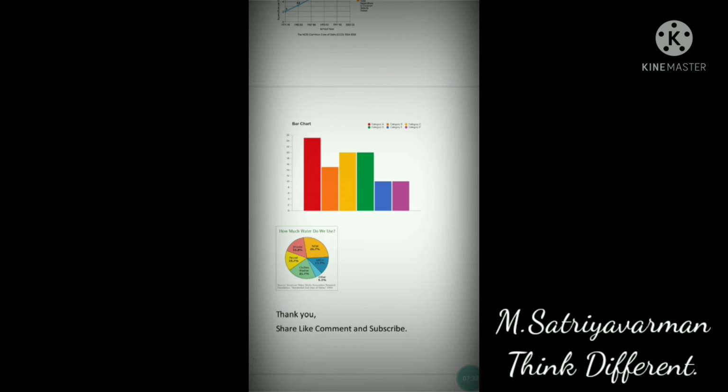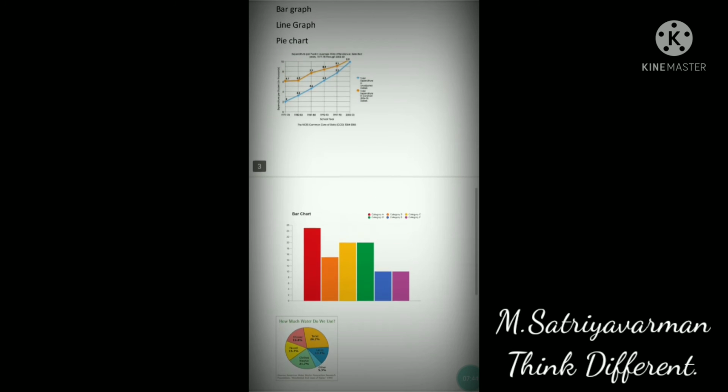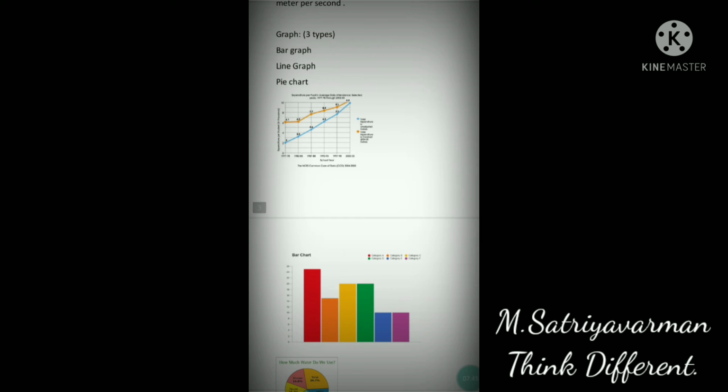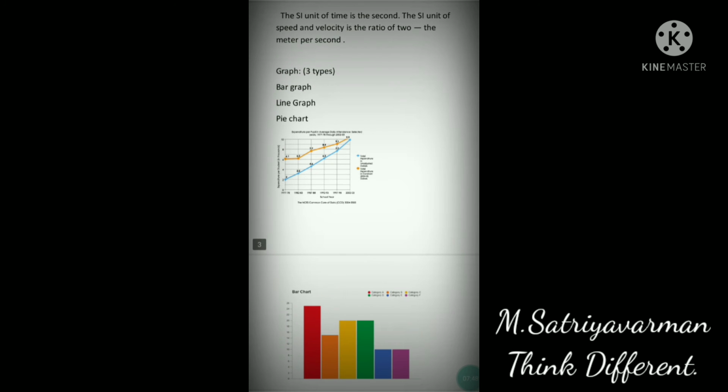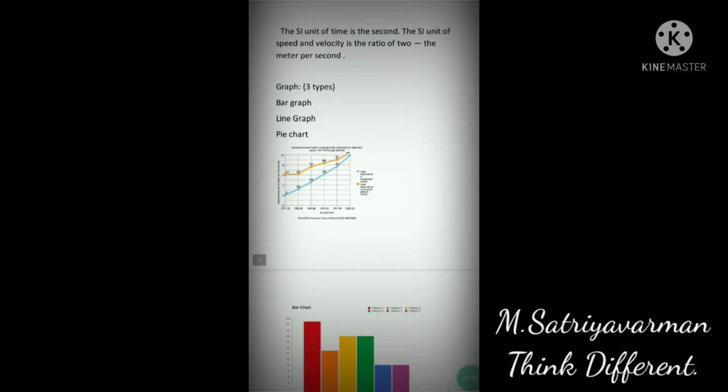Next one is line graph. Line graph is used, for example, if a plant grows daily and the growth is given, we can use a line graph for measuring this, because a line graph helps us draw a line and we can see on which day it has grown the most and on which day it has grown the least. We can find it easily. That is called a line graph.